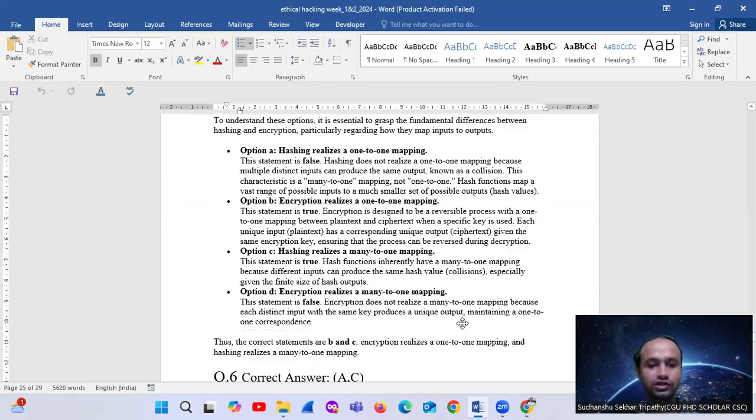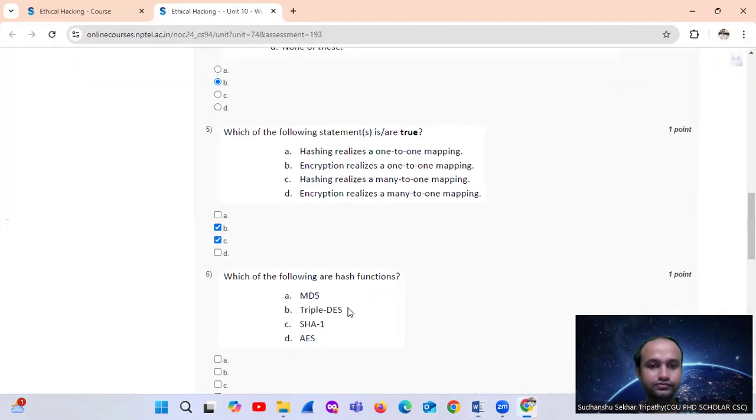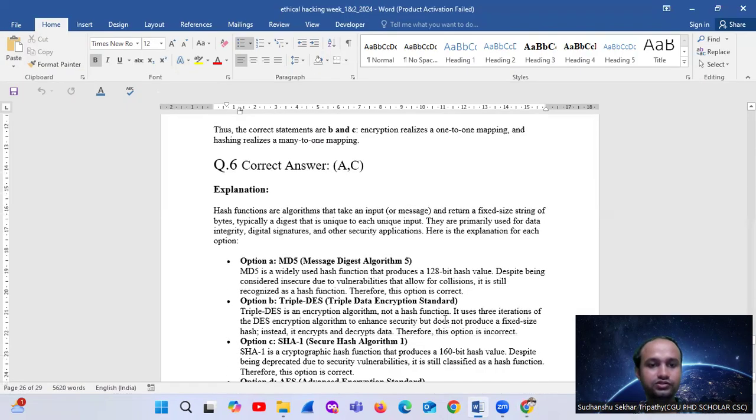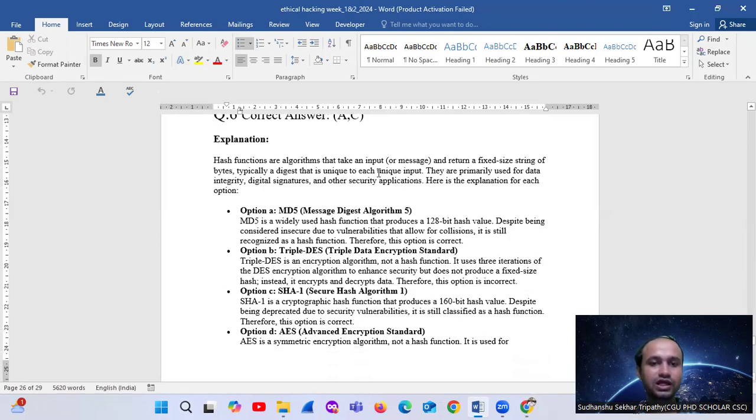And there will be no explanation for this. And question number 6, which of the following is a hash function? Okay, so the hash functions will be MD5 and SHA1, A and C. MD5 and SHA1, that is the hash functions, A and C. Yes. So the explanation: hash functions are algorithms that take an input or message and return a fixed size string of bytes, typically a digest that is unique to each unique input. They are primarily used for data integrity, digital signatures, and other security applications.